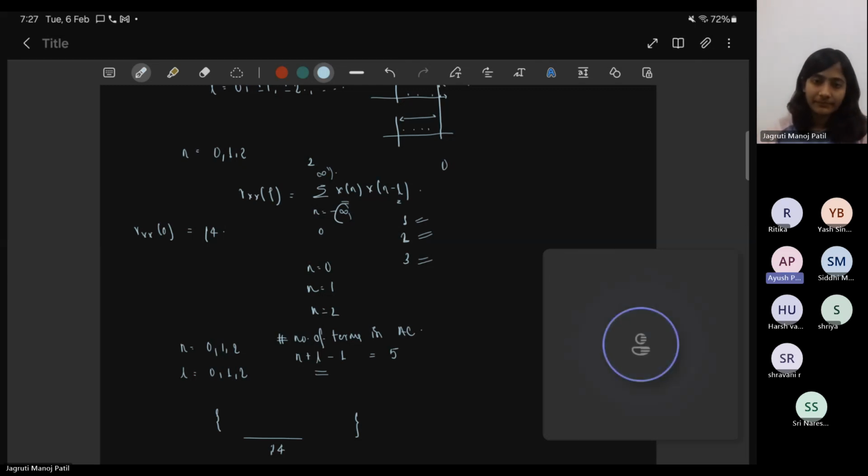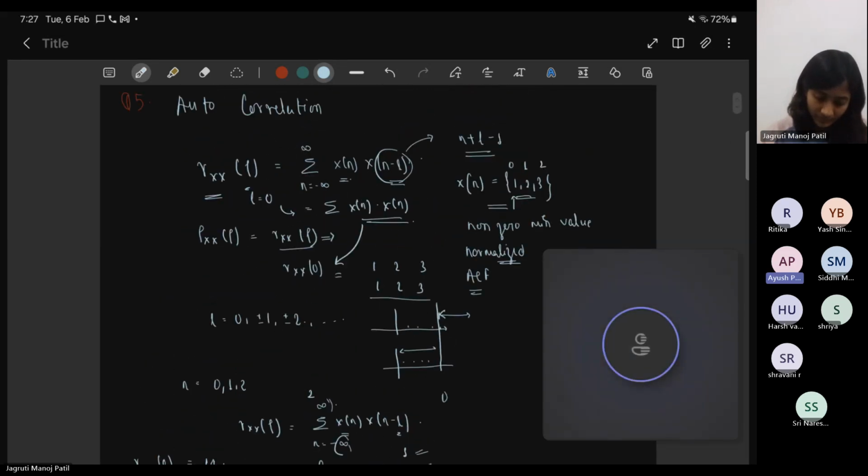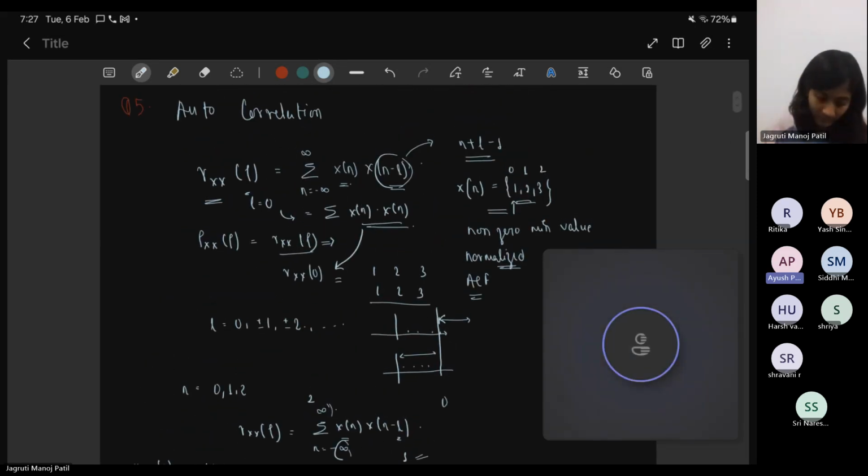Ma'am, I have a doubt. Yes. Ma'am, correlation is defined as a measure of similarity between two signals. If we are taking a non-shifted version of the signal itself, then it should come to 1, because correlation varies from -1 to 1 and positive correlation is +1. So the answer should directly come 1. Then why are we calculating it?